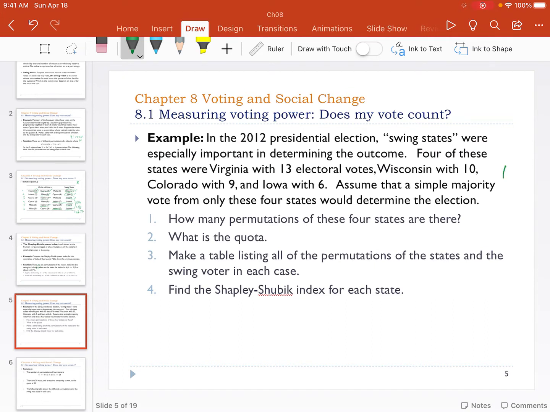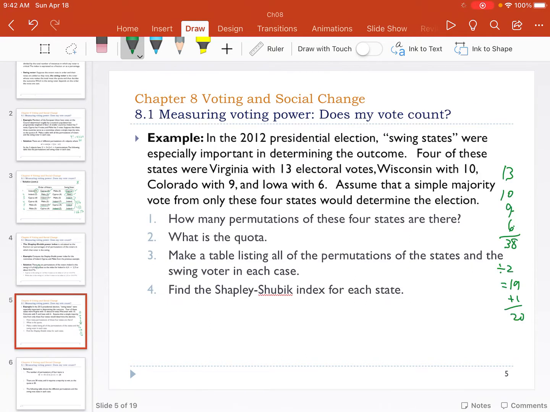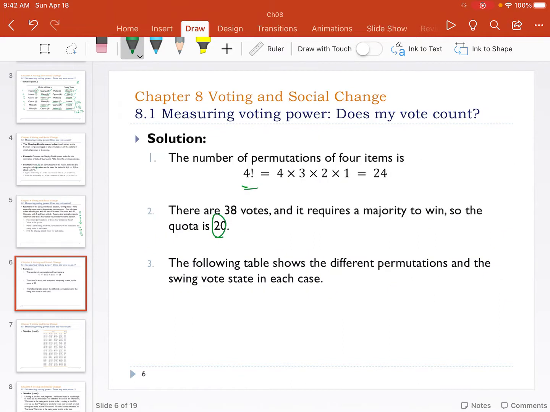Anyway, 24 possibilities. What is the quota? Well, for the quota, you have to add up the numbers. 13 plus 10 plus 9 plus 6. That's 23, and 9 is 32, and 6 is 38. Divide by 2, you get 19. Add 1, you get 20. Yes, they got 20. So, in case you didn't see it immediately, just grind it out. And let's go back to part number 3. Make the table. Here comes the table, and then find the index.